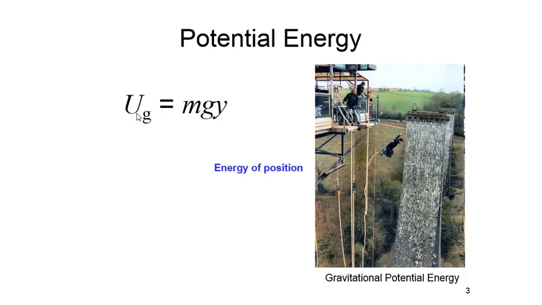And potential energy due to gravity is just equal to m times g times y, where m is the mass of our object, g is 9.8 because we're on Earth, and y is the y position of that object. So you see how the potential energy depends on the position of the object. The higher up the object is, the more potential energy it has.